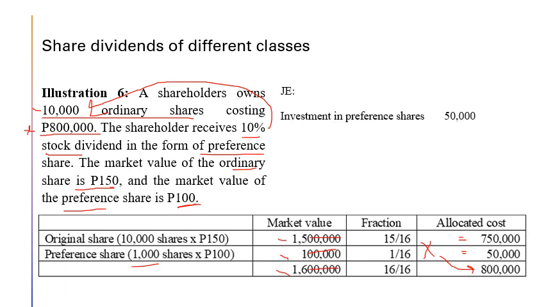So our journal entry would be investment in preference shares. That's a new investment, 50,000. And you credit investment in ordinary shares, 50,000. So as a result, your investment in ordinary shares now becomes 750,000 kasi nabawasan. And then it's transferred to the investment in preference shares. Okay?